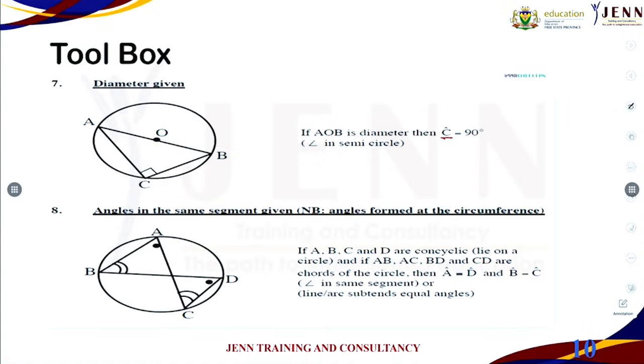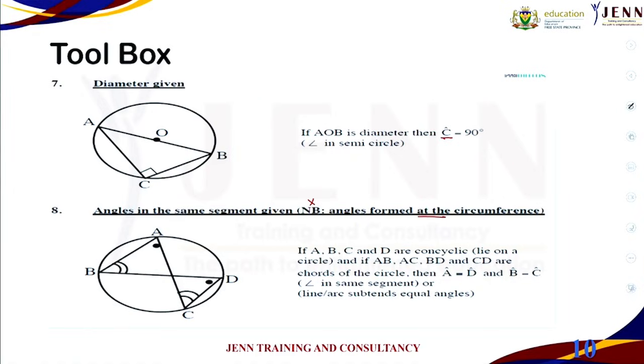Now, angles in the same segment are given. Remember, very important, NB: angles formed at the circumference. These angles both must be formed where? At the circumference. So now, if you are given angles in the same segment, both angles must be formed where? At the circumference.